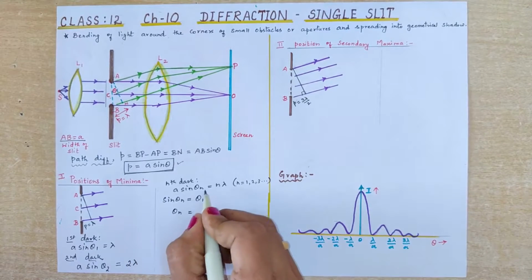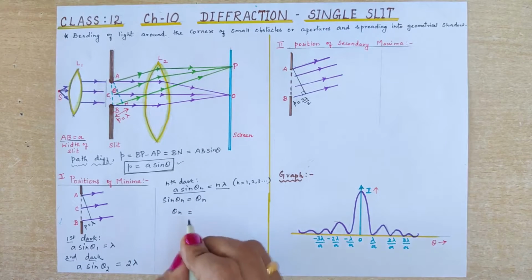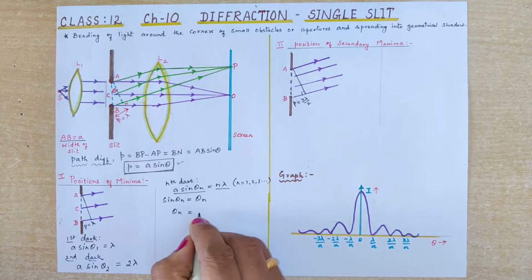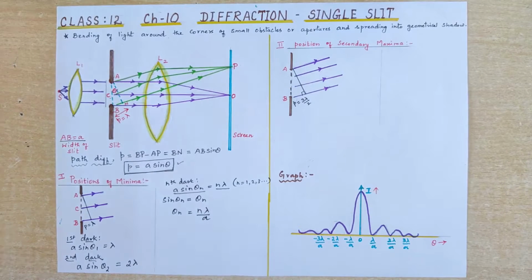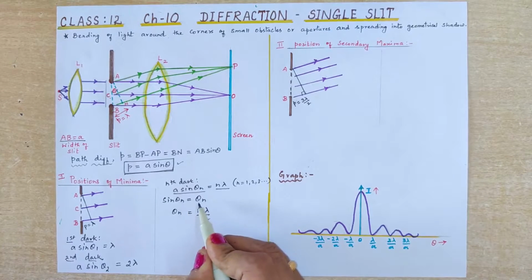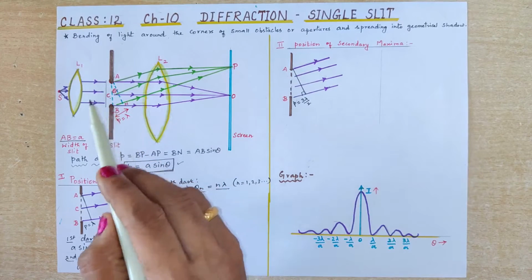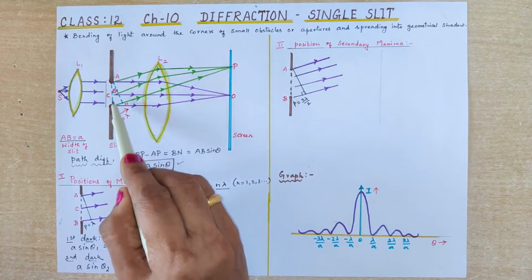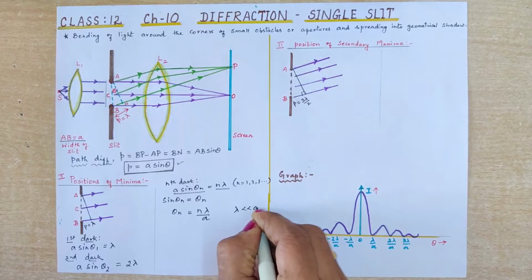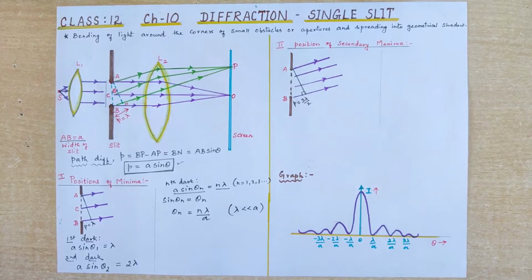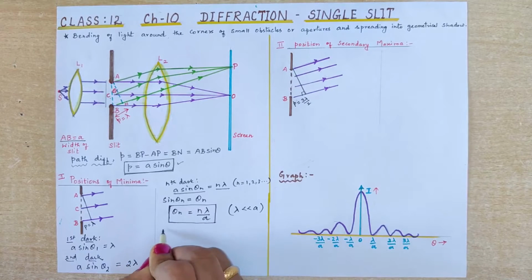Therefore, from the above equation we can write a sin theta n is equal to n lambda. Therefore, theta n can be written as n lambda by a. We can also say that this small angle approximation is taken by considering that lambda is much smaller than the width of the slit AB. Therefore, we write lambda is much smaller than a. So, this gives you the direction of various minima.